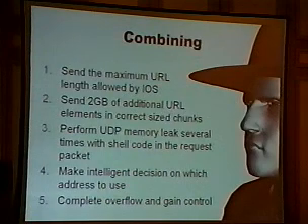So, combined, what we do is we send the maximum URL length allowed by iOS, which was a pain in the ass to find out experimentally, but I finally succeeded. We send 2 gigabytes of crap. Actually, this crap has to be correctly formatted, and as you can imagine, with devices that only have a 10 megabit interface, it takes quite a while to find that out. After that, we do the UDP memory leak to get all the information we want and to see where the shellcode ended up. Putting the shellcode into the echo packet, we make an intelligent decision on which address to use. We complete the overflow and gain control.